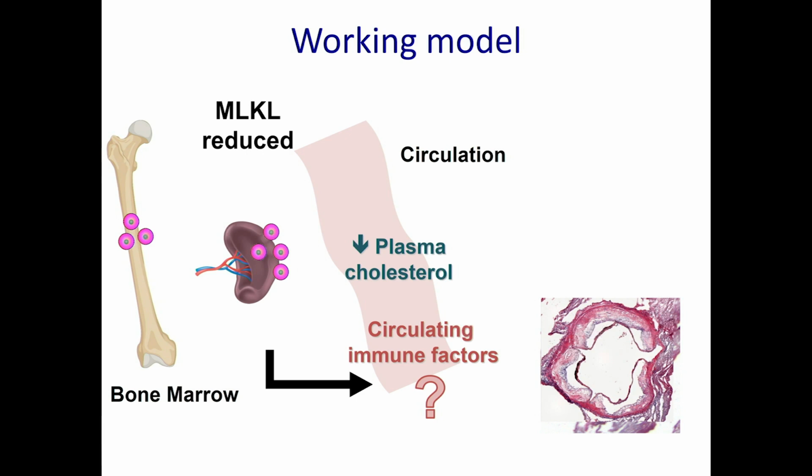In the circulating immune factors, we're also finding a bunch of different proteins that are different when MLKL is gone. So, in addition to the regulation of the hematopoietic cells and the plasma cholesterol, it's also regulating immune factors. So we really think again that MLKL is sitting at the intersection between metabolism and immunity and inflammation.